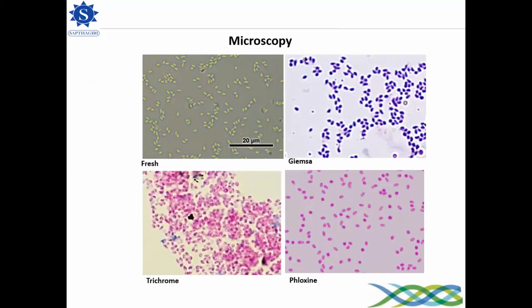First one is fresh microsporidian EHP spore, which gives an olive green color, in an oval shape. We can see it in 100x. We can barely see it in 40x, but clearly we can see it in oil observation because of the size. The second one is Giemsa stain, third one is trichrome stain, and fourth one is phloxine stain.